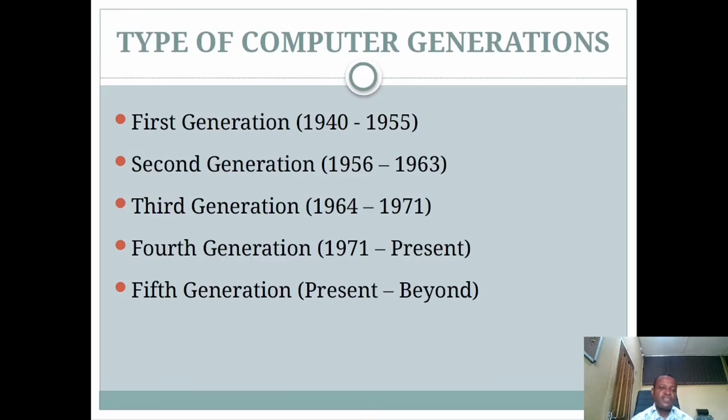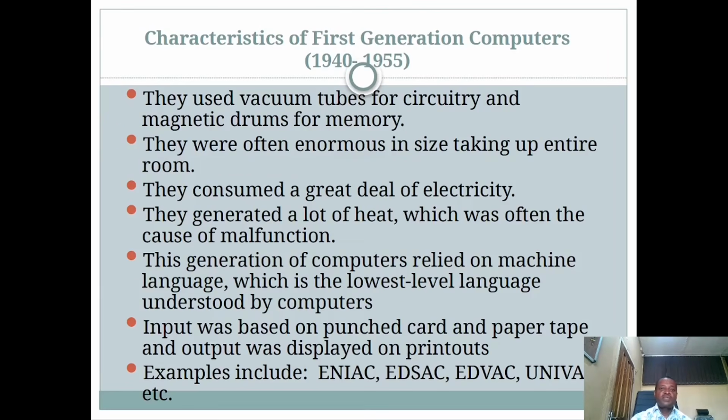So these are the divisions of computers into various generations. We have 5 generations as shown on the screen. So let us look at the characteristics of each of these generations of computers. First of all, we shall start with the first generation computers. Remember that first generation computers came out in the early 1940s and spanned into 1955. Now, what you should know about first generation computers is this.